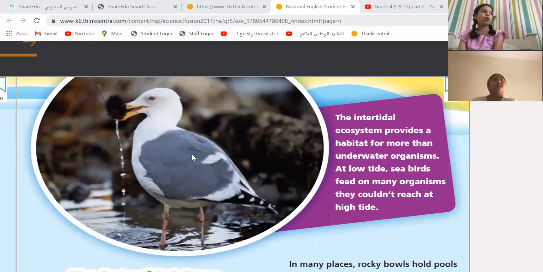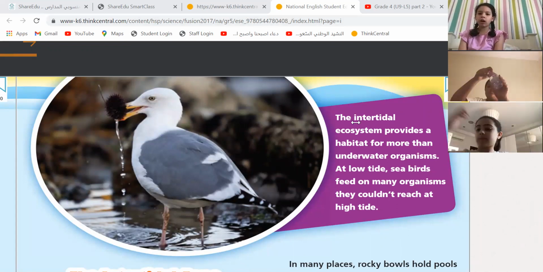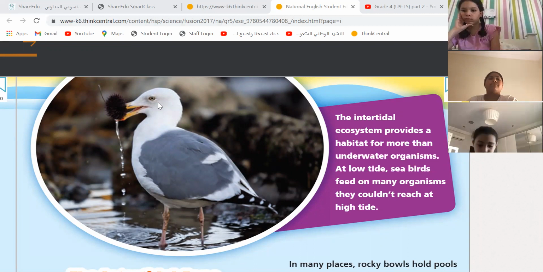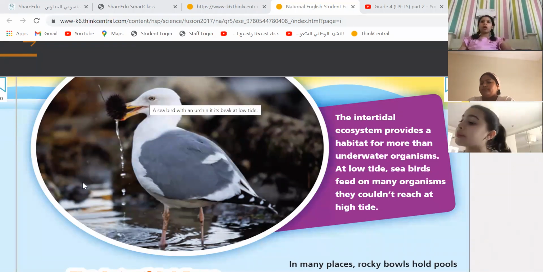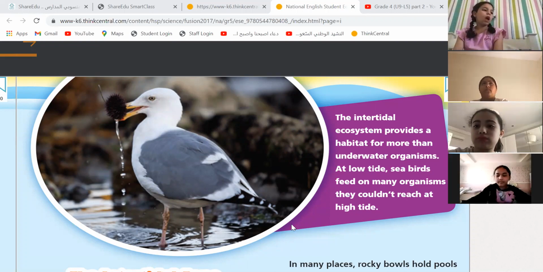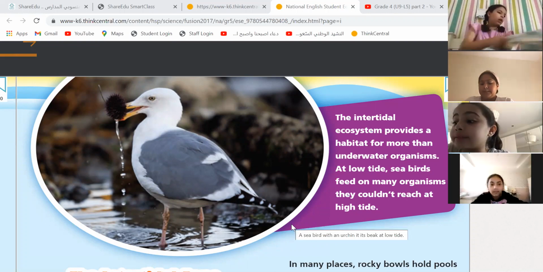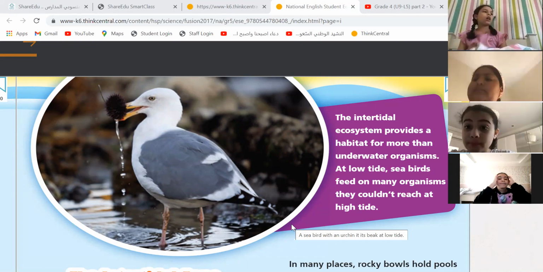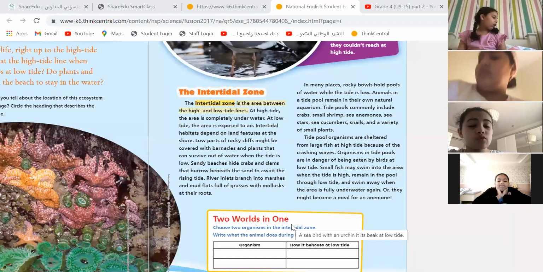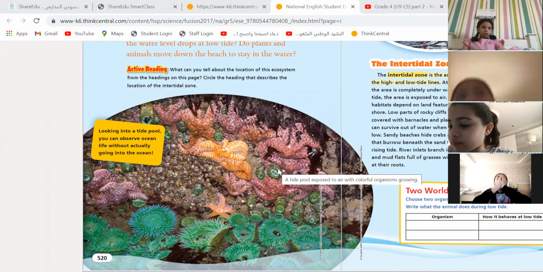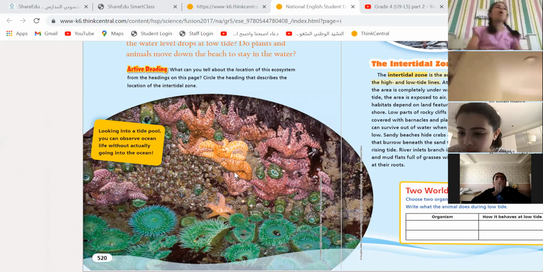Okay, this is, yes, a seabird. What does a seabird do? It eats fish. Excellent. Sometimes it can grab any animal from that tide pool. Why do we call it a tide pool? Because it happens during a low tide. So this is why we call this area a tide pool, and it looks like a natural aquarium, because it has a lot of creatures over there.